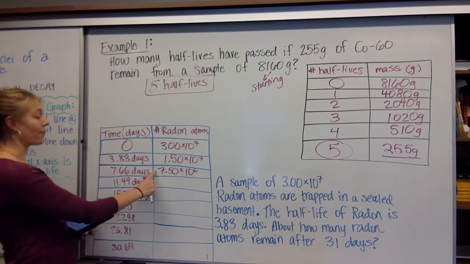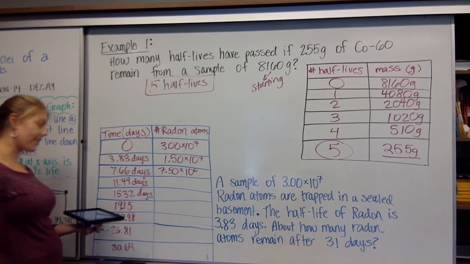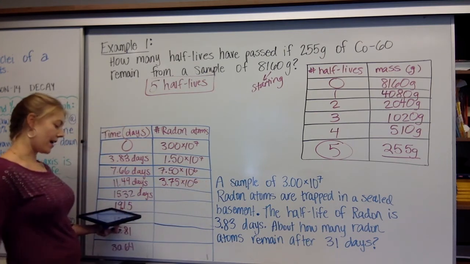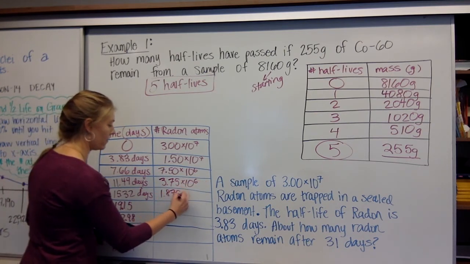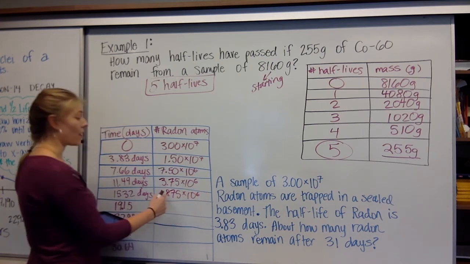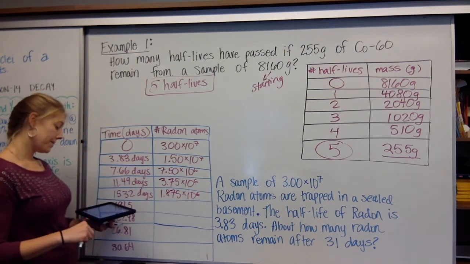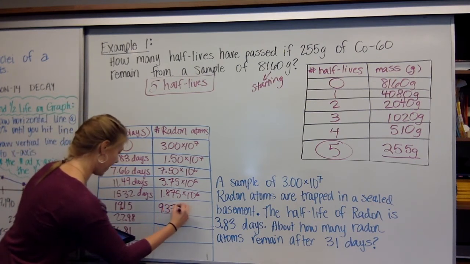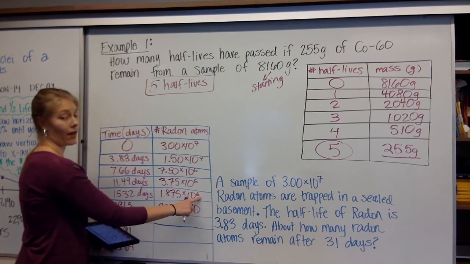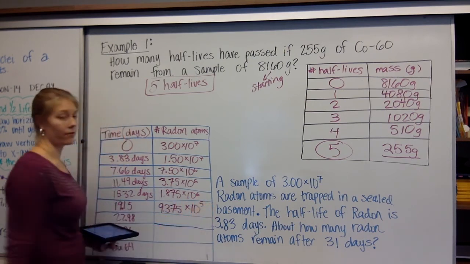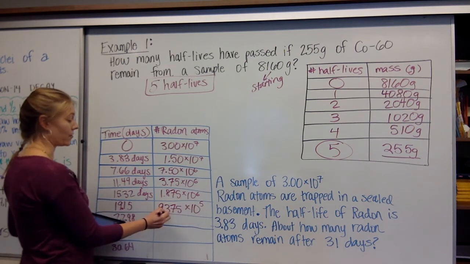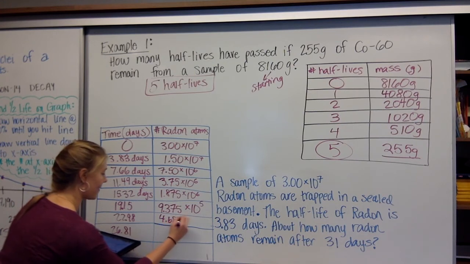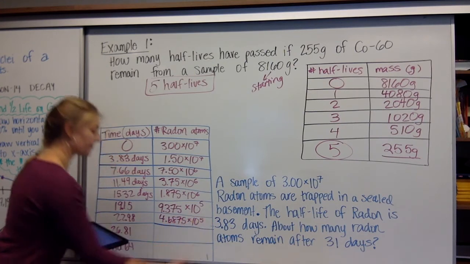So, half of 7.50 times 10 to the 6th, I get 3.75 times 10 to the 6th. Half of that, I'm at 1.875 times 10 to the 6th. Notice I'm not rounding for sig figs until the very end. Another half-life passes, and I get 9.375 times 10 to the, I've now gone from 6 to 5, right? Because this seems to be incorrect scientific notation. Another half-life, and we are at 4.6875 times 10 to the 5th.